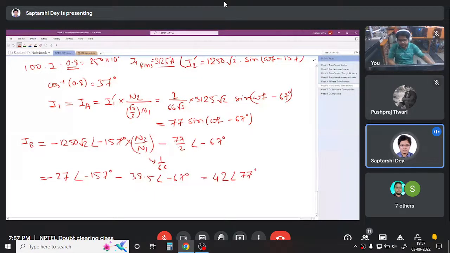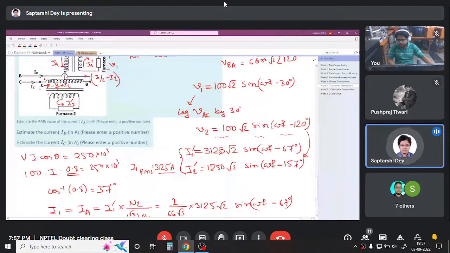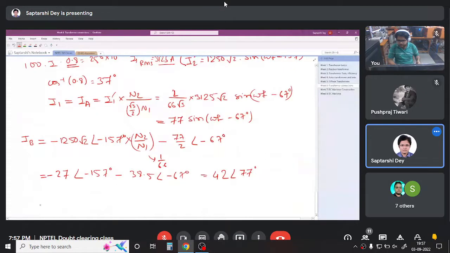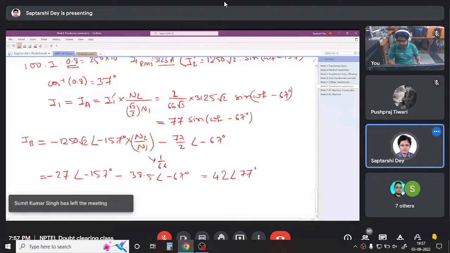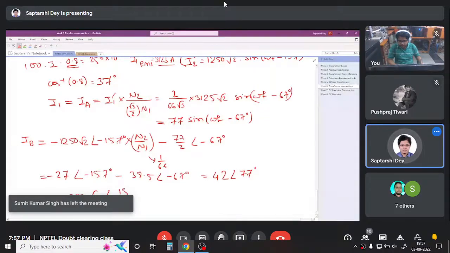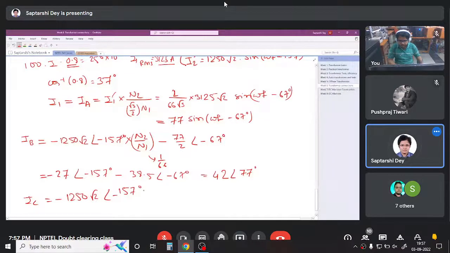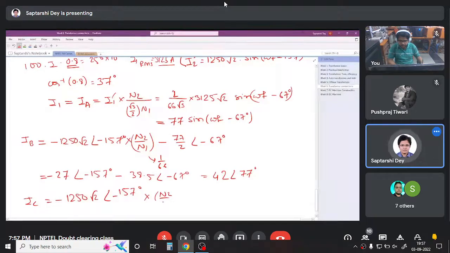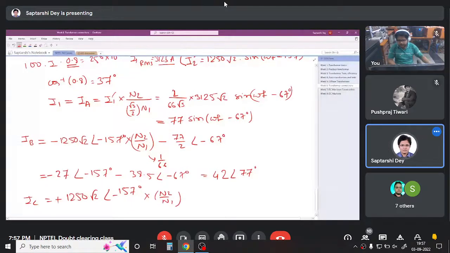Let us keep it like this, okay? Let us not complicate things anymore. And IC is, this is minus, other one is plus. So IC is minus 1250 root 2 angle. If you have doubt, ask me. Times N2 by N1. This will be plus now.